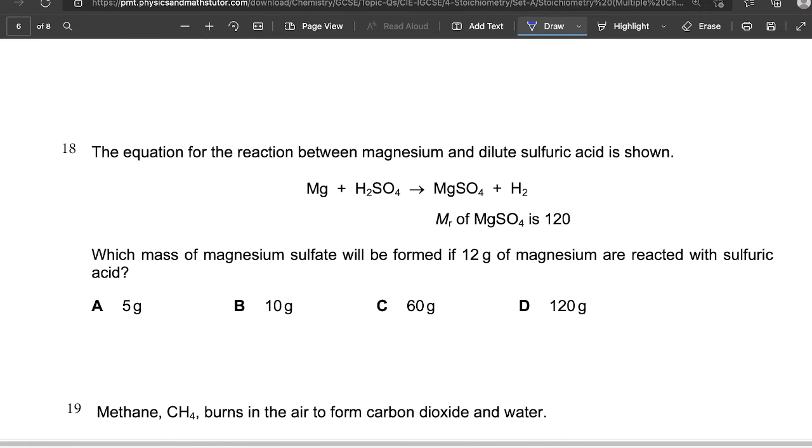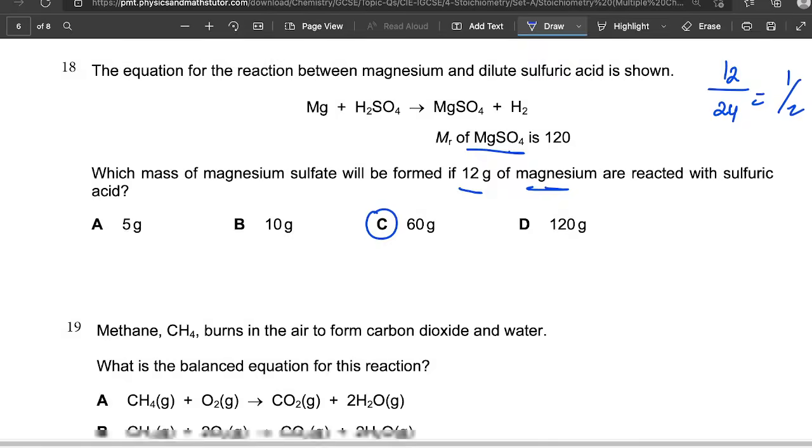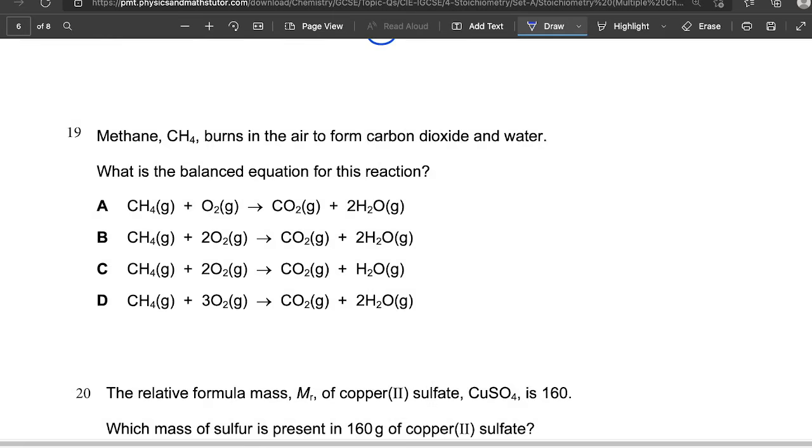I think this is a new question. Let's see. The equation for the reaction between magnesium and dilute sulfuric acid is shown. It gives us the MR of this. What is the mass when 12 grams? So this is a similar question. So 12 divided by 24 is half. So half moles of magnesium is used. Then half equals 120 over X. It's the same question like the first one. The answer for this one should be C, because half times 120 is 60. Okay, so again, very easy question. Move on to number 19.